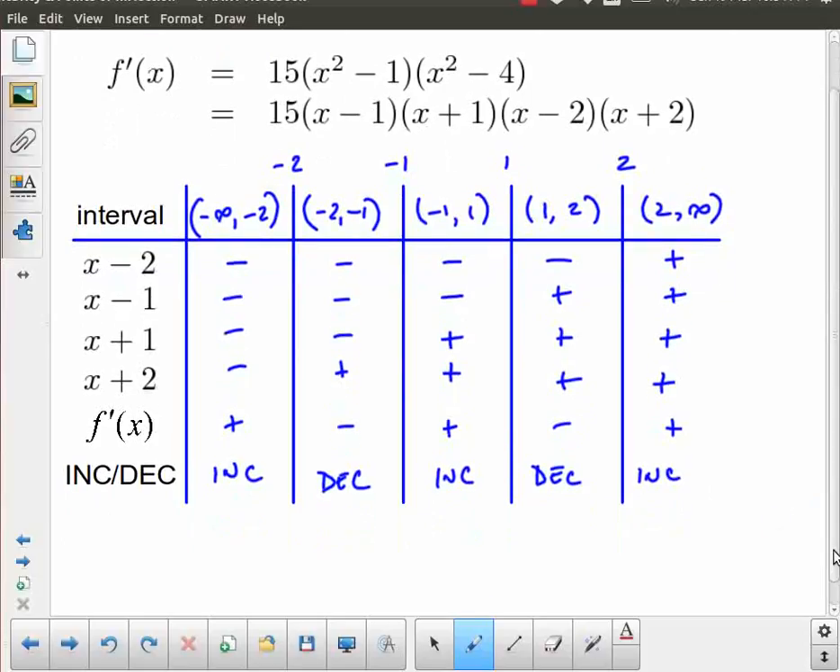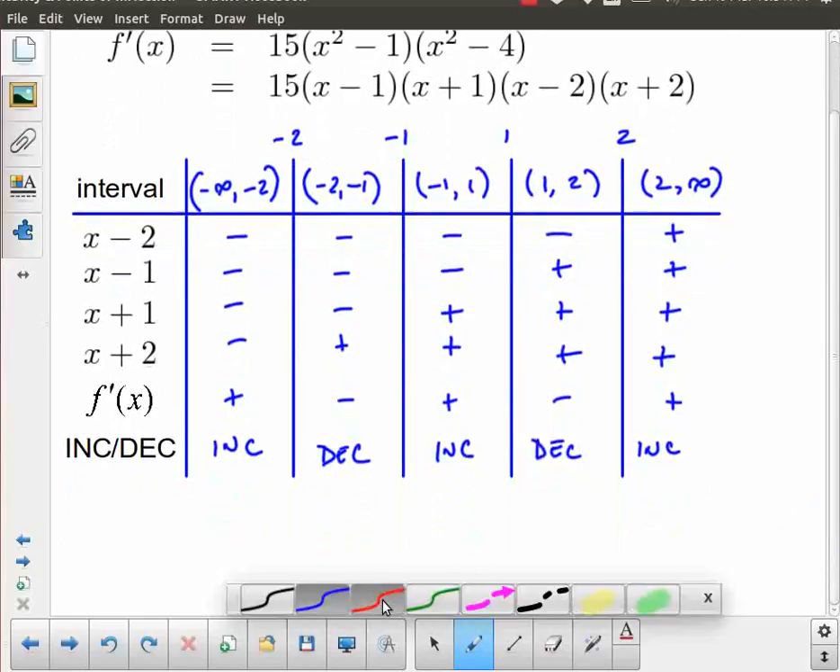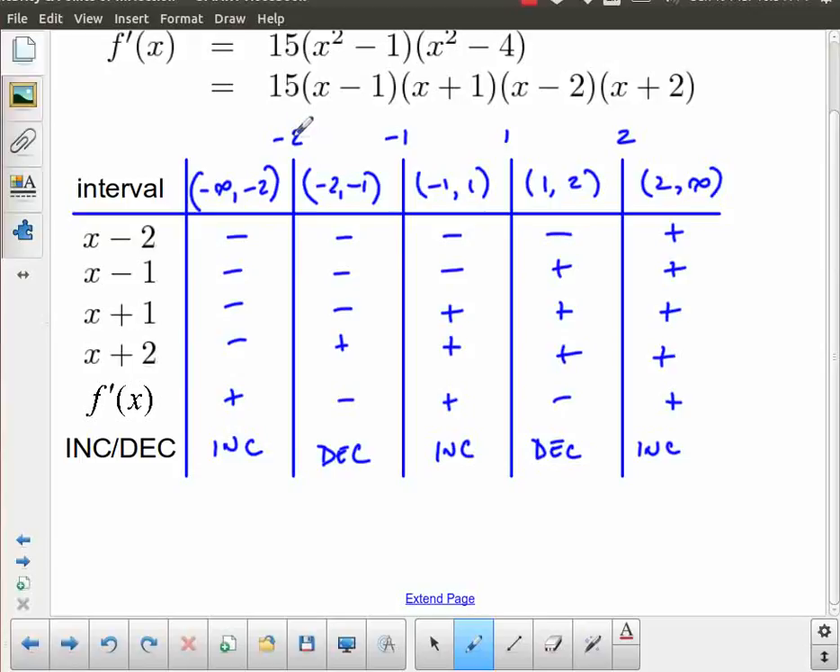And so what does that tell us as far as results go? It tells us that if we are increasing and then decreasing, then that means that x equal -2 is a maximum. Here I'm decreasing and then increasing, which means I have a minimum at -1.